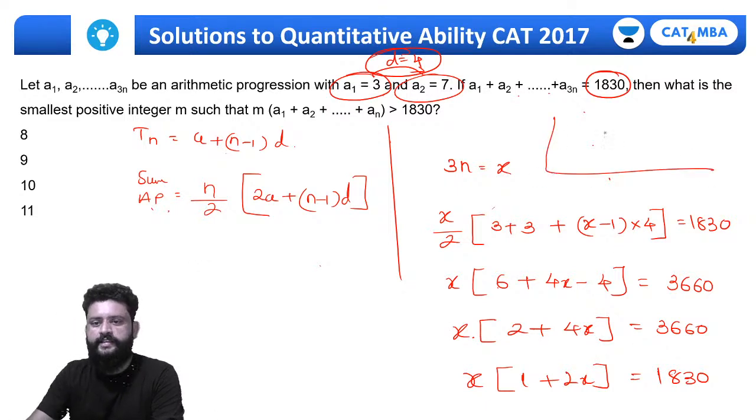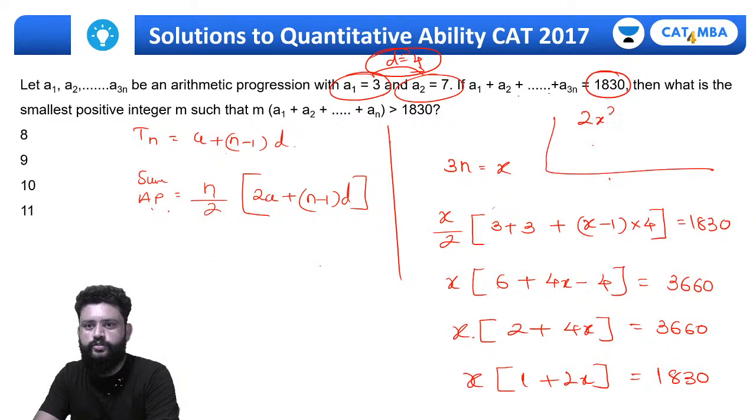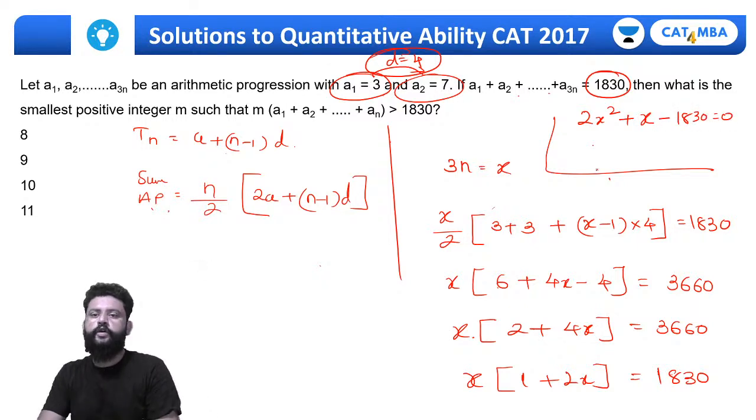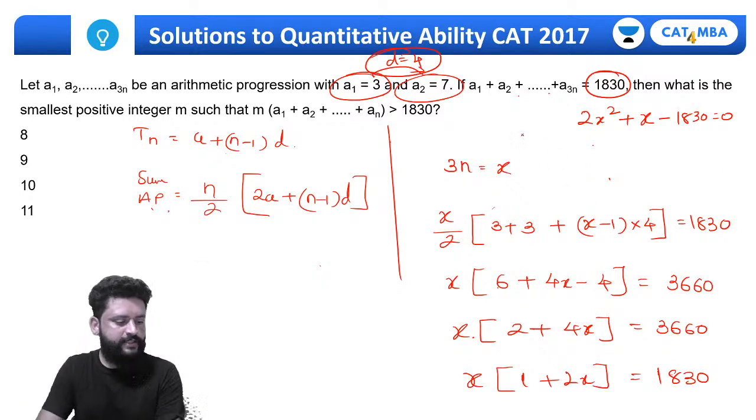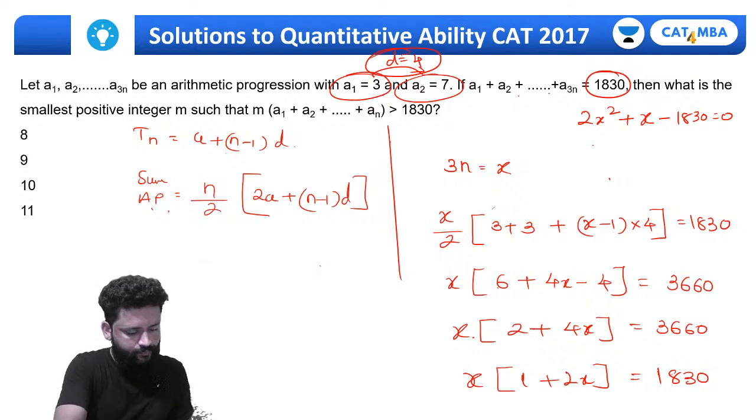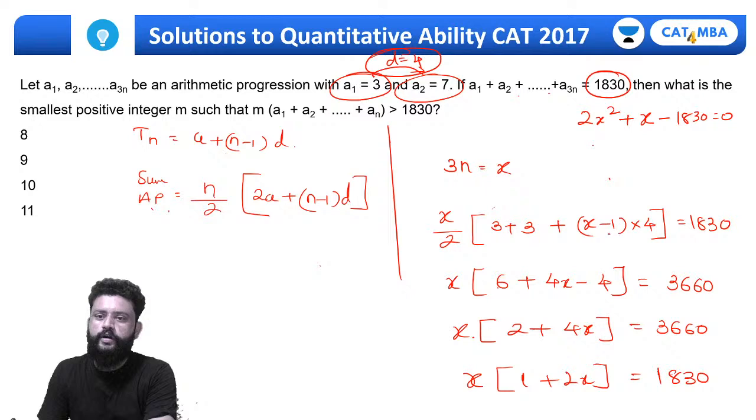Okay, so let's do it with the quadratic. Let's say 2x square plus x minus 1830 must be 0. Okay, I do have one trick here, Jagdeep. Have you solved this quadratic equation? No. No need to get into the formula.